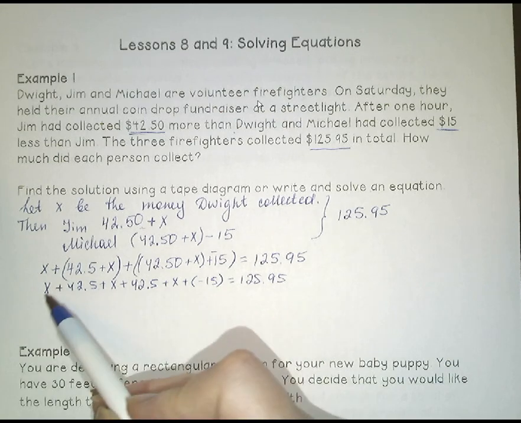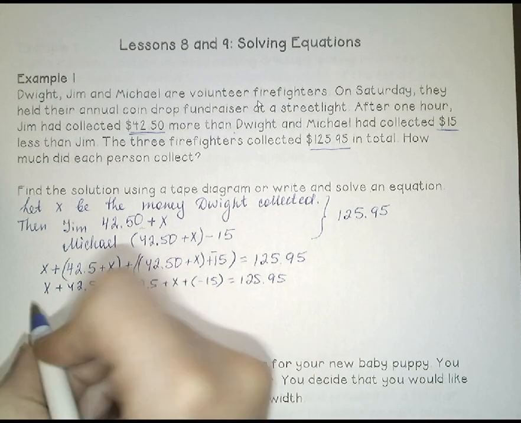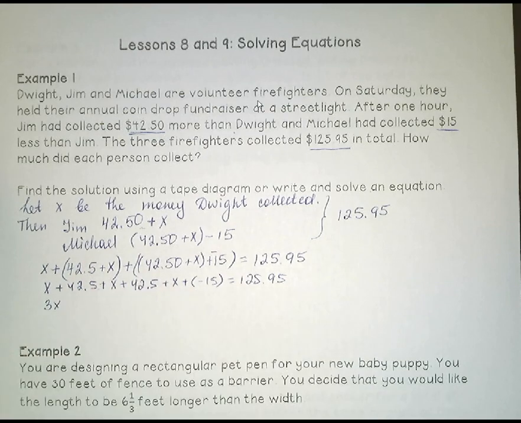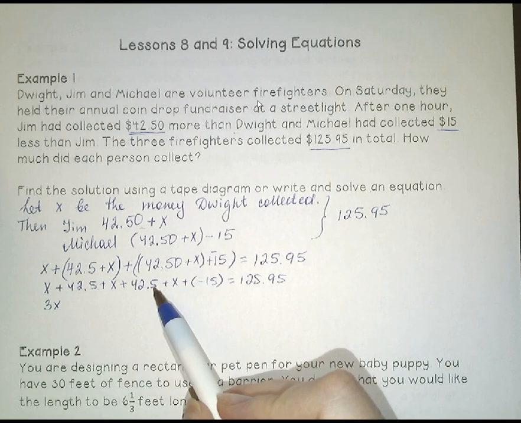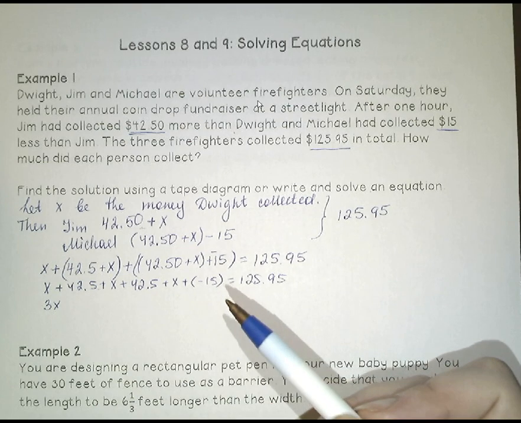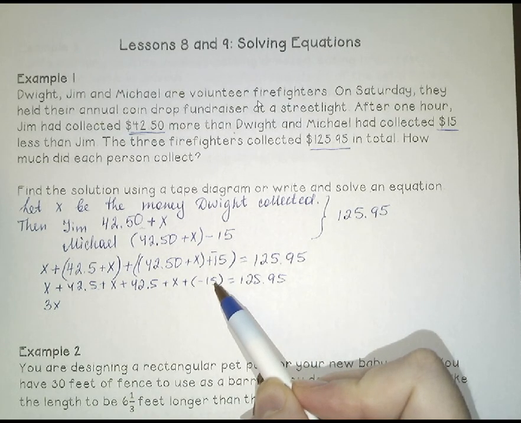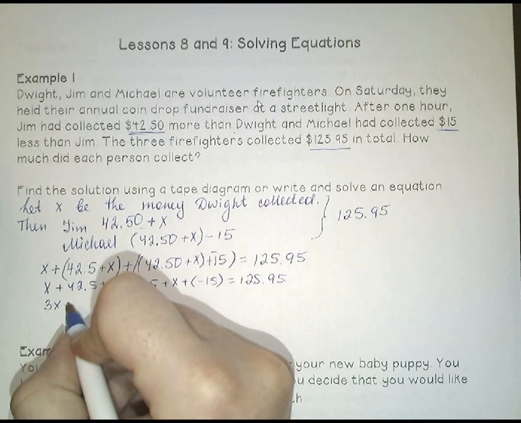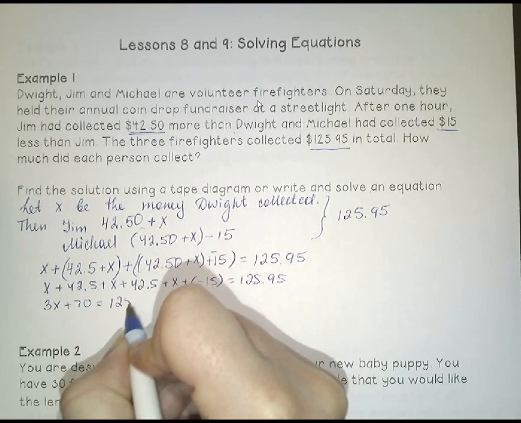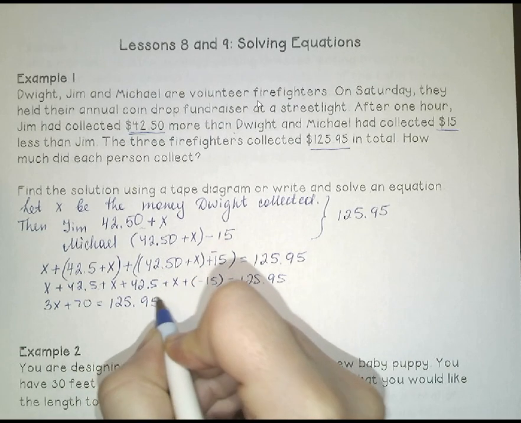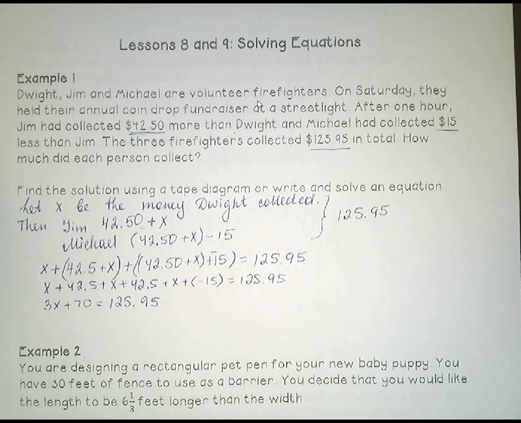So I have 1, 2, 3 x's. So that is 3x. And I have 42.5 plus 42.5. That is $85, or 85 minus 15 will give us 70. So plus 70 equals 125.95. Okay. Now we have a two-step equation that we need to solve.